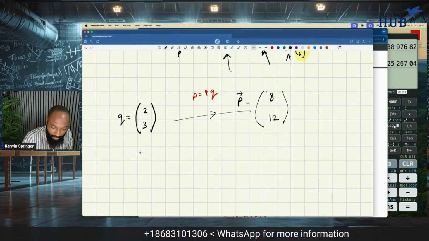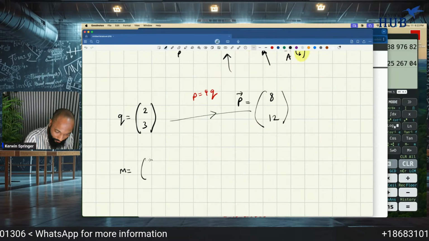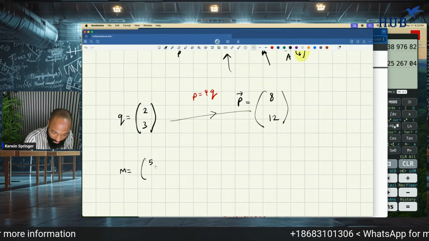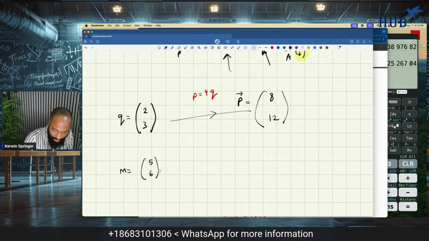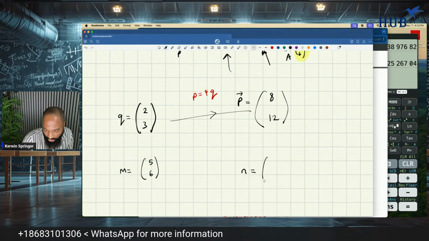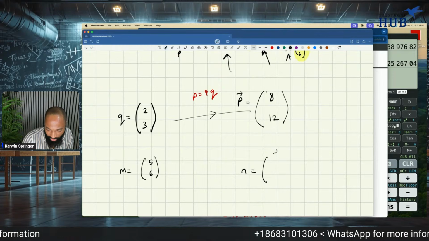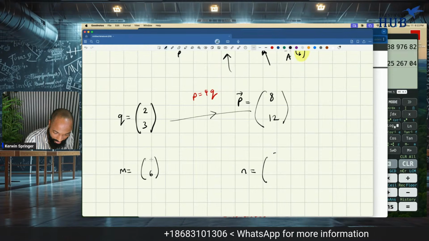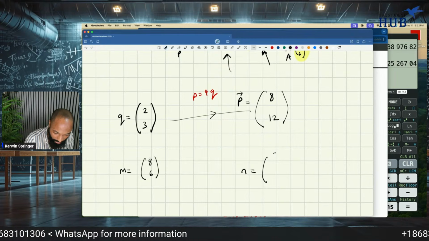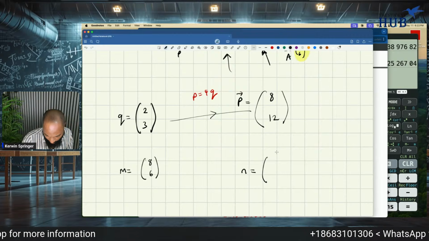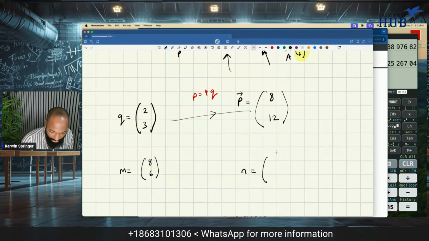But let's say now we have M is equal to 5, 6. And then I say N is equal to, let's make this 8. I want to come across something a little more interesting here. And let's say I get 3 and 2.